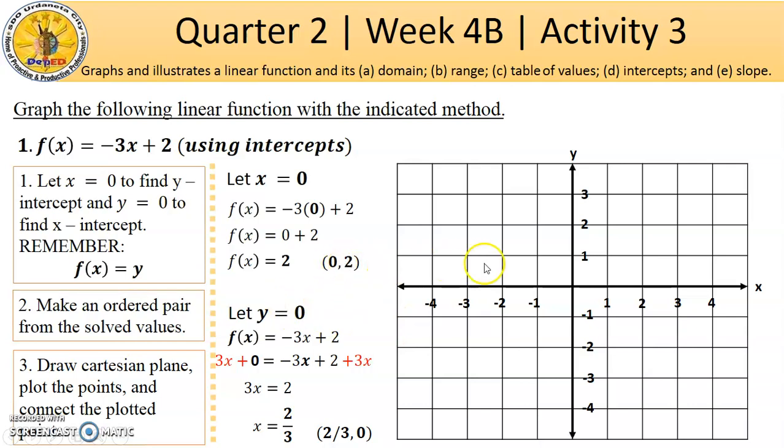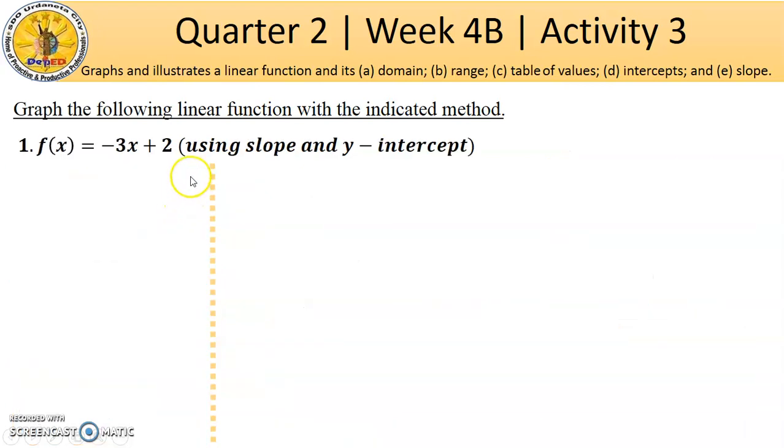(0, 2) is in this part. And (2/3, 0) is in this part. Now, after plotting the 2 points, we're going to connect. And this is the graph of function f of x is equal to negative 3x plus 2. Now, let's have the last method, that is slope and y-intercept.